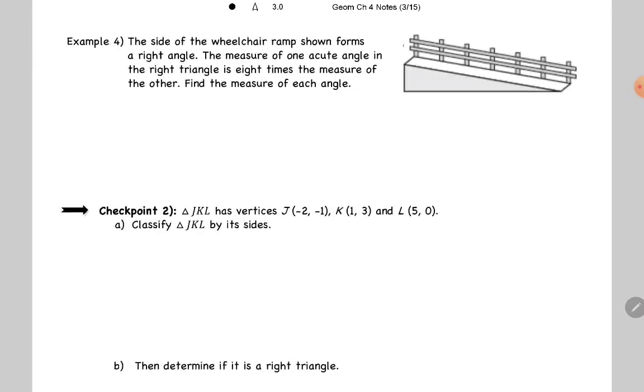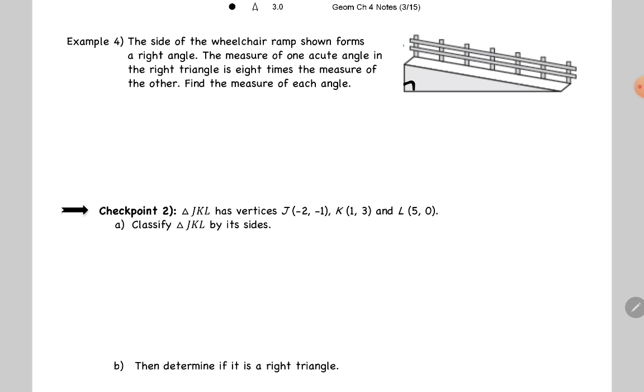The side of the wheelchair ramp shown forms a right angle. The measure of one acute angle in the right triangle is 8 times the measure of the other. Find the measure of each angle.